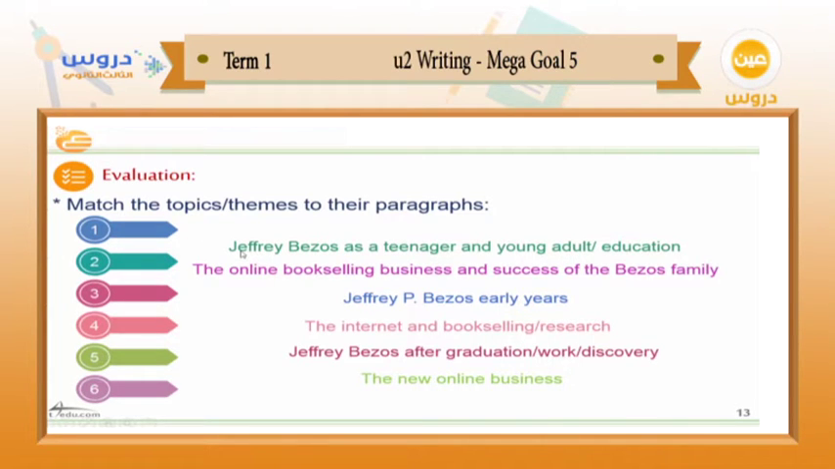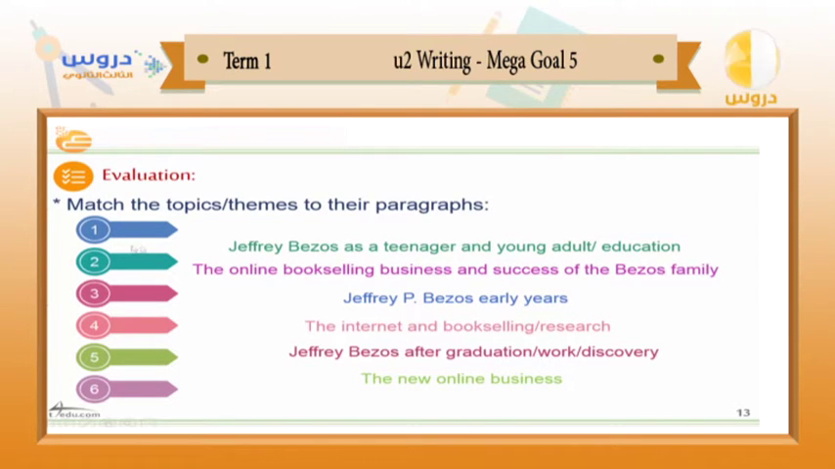Now, here we have Jeffrey Bezos as a teenager and young adult and his education, the online book selling business and success of the Bezos family, Jeffrey P. Bezos' early years, the internet and book selling and his research, Jeffrey Bezos after graduation, work, discovery, and the last here, the new online business. They are random, okay? These events are not in order. I need from you to arrange them chronologically. The events should be in order.